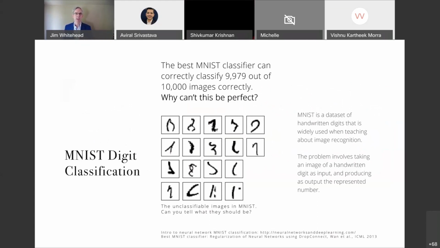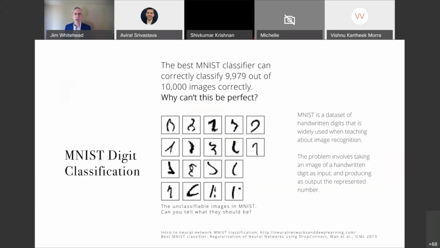There's one here on the slides that I recommend. It's a great introduction to neural networks. But even the very, very best of a long line of research can only get 9,979 out of 10,000 of these images correct. Why, with years of study and all sorts of effort, is it not possible to get to perfection? And why is it not possible to get these all the way correct?